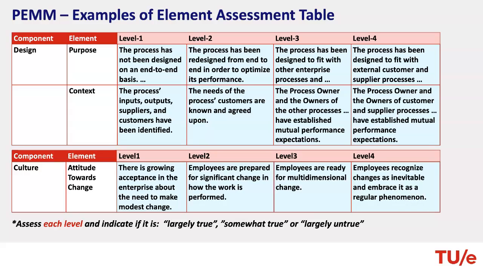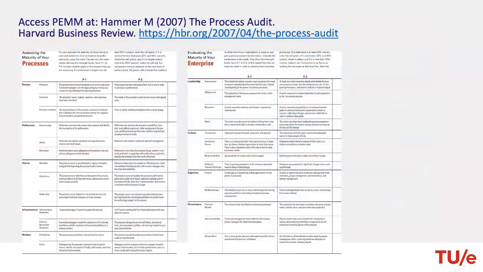This is another one. This is for the culture component from the enterprise part, attitude towards change. If you're level 1, there's a growing acceptance in the enterprise about the need to make modest change. And if you're level 4, employees recognize the changes as inevitable and embrace them as a regular phenomenon. For instance, where are you? So you indicate, basically it says if you're level 2, then these are the things that you need to be doing for attitude towards change of the culture component. So this is the entire maturity model.